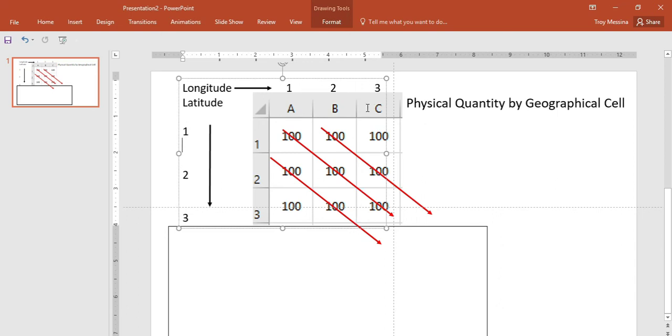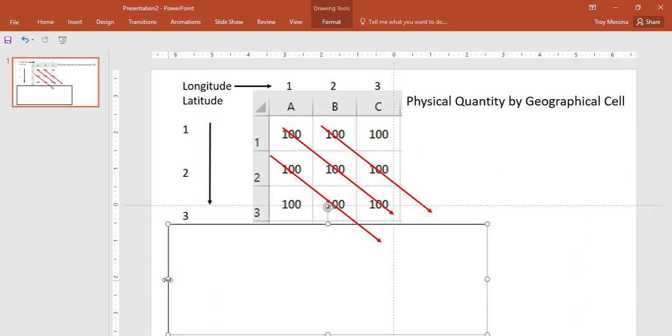For C3, that's a latitude and longitude of 3 and 3, so we'll lose 3 times 3 here, that's 9. When that 9 leaves here, it's going to wrap around and come back to A1, so even though A1 is losing 1 times 1, it's going to gain 9. Okay, so let me just show you how that would work set up in Excel.